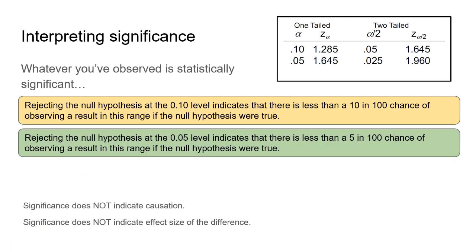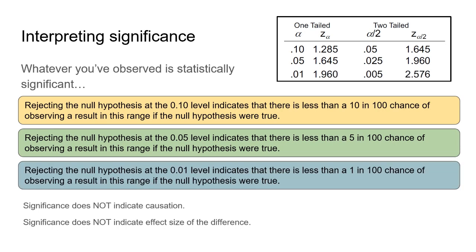In the case of 0.05, here we're talking about a chance of less than 5 in 100, or 5%. In the case of 0.01, we're talking about 1 in 100 chance, right? So this is how we would interpret those values. Now remember that significance does not indicate causation, nor does it indicate effect size of the difference.